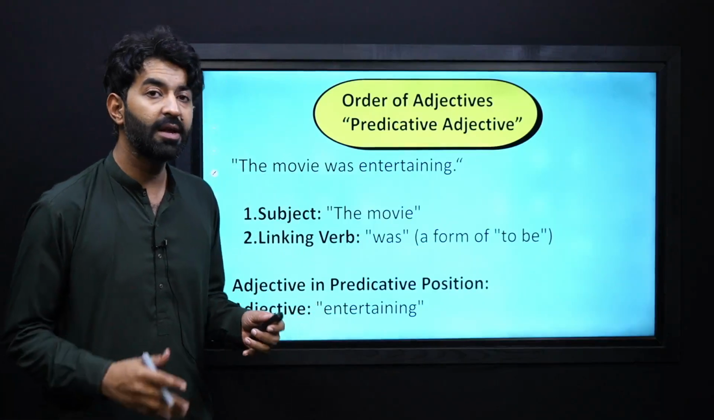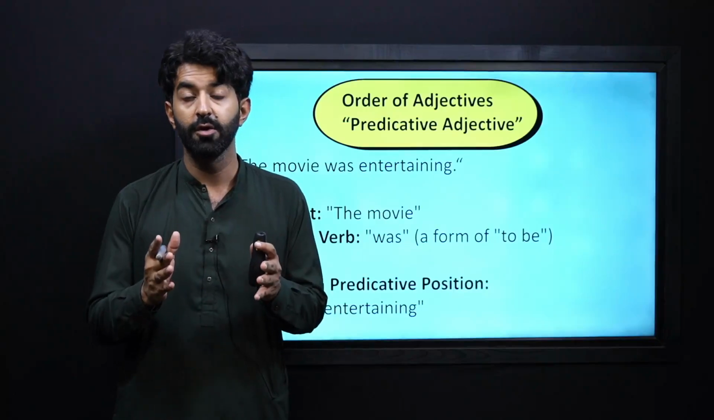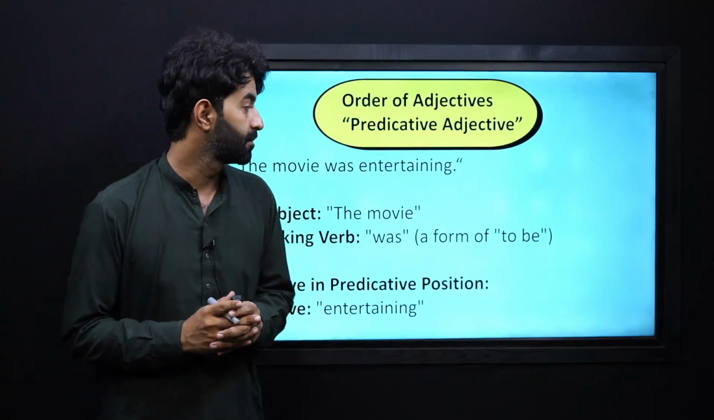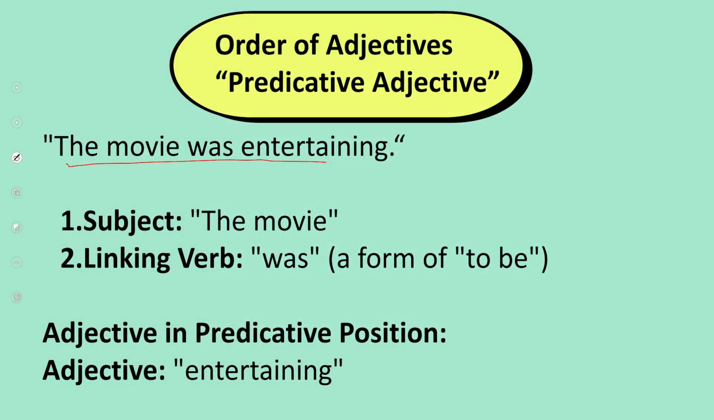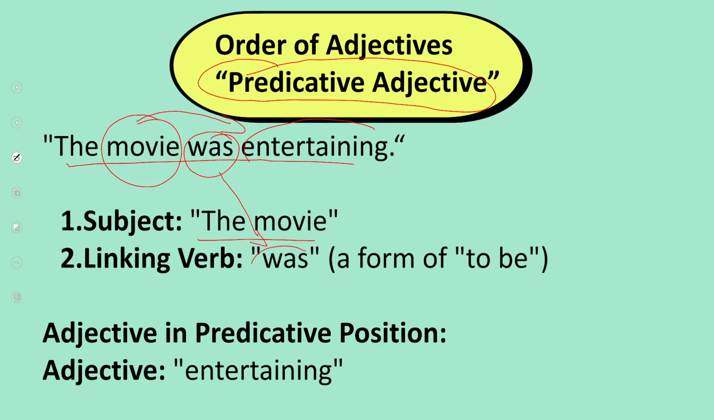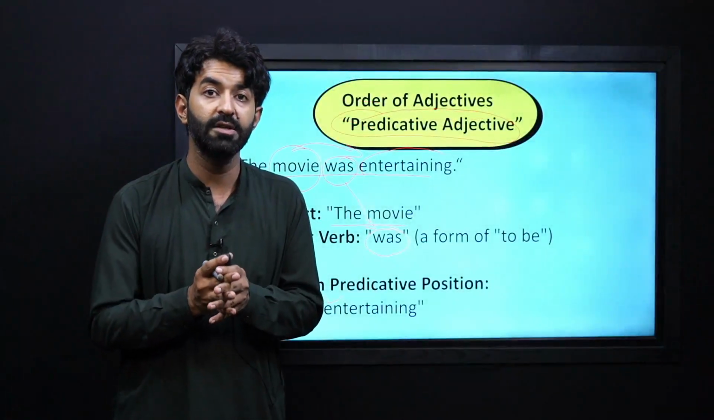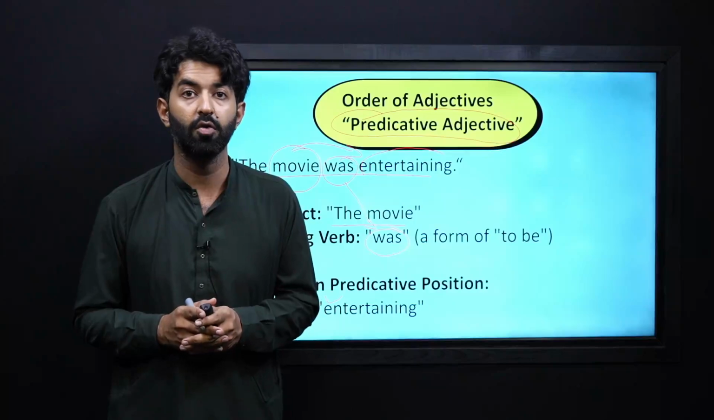Moving on to the predicative position of adjectives. Still, you need to follow the right order of adjectives. The movie was entertaining. Our noun is movie and entertaining is our adjective, but it is coming after our noun, hence it is our predicative adjective, or predicative position of adjective. And this will come right after your linking verb. So the correct order is this one, and here you can see that your adjective is coming after your noun and your linking verb.